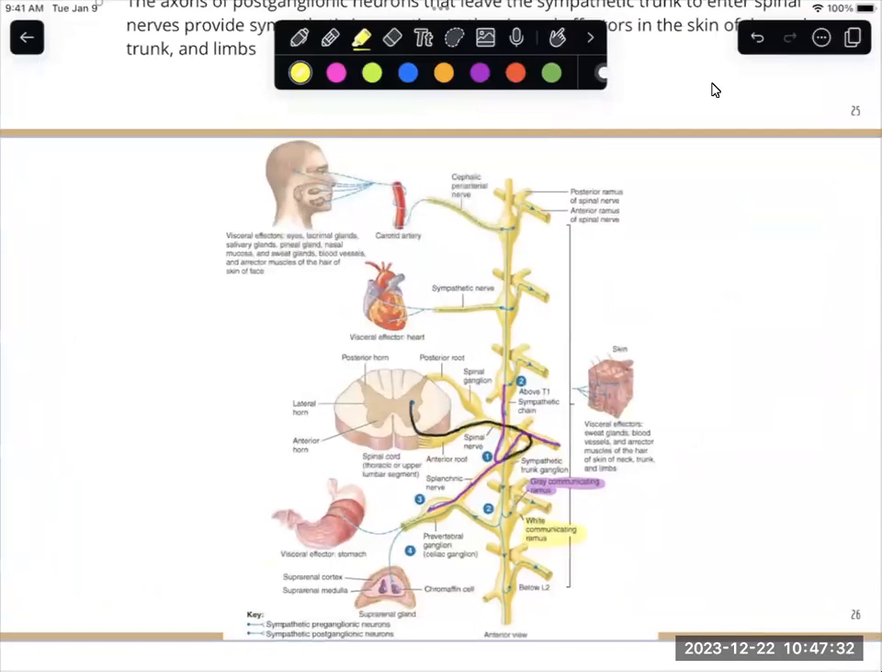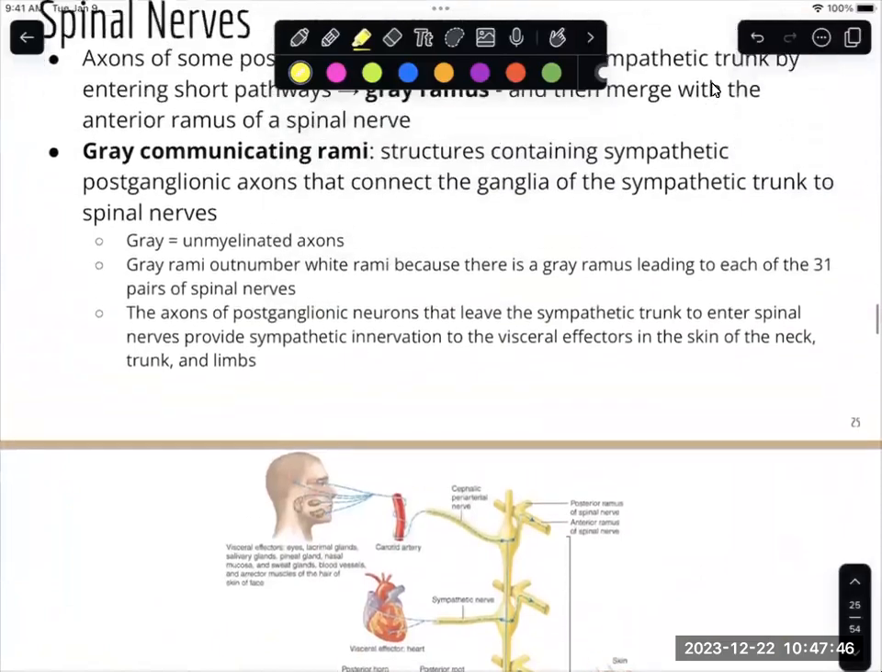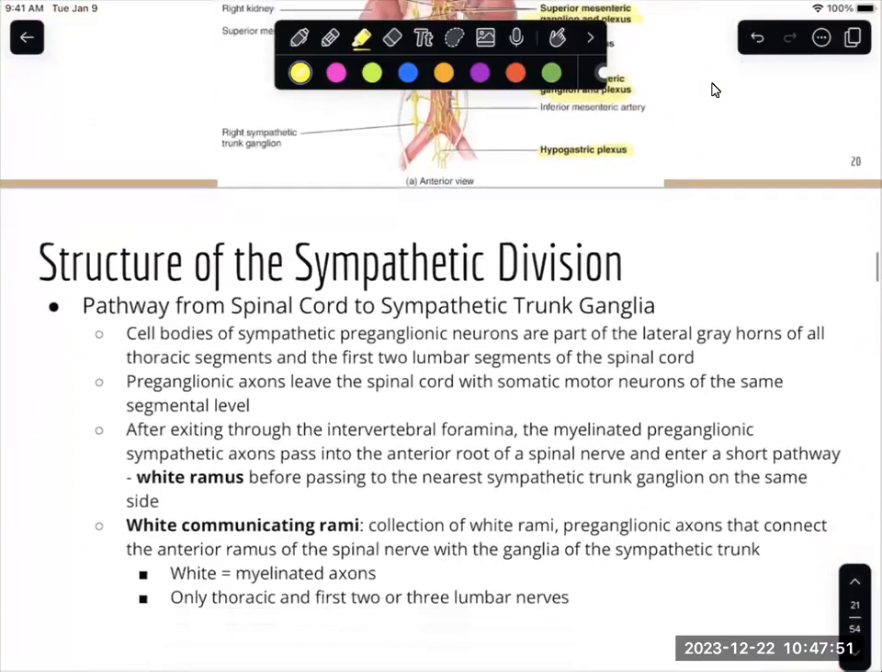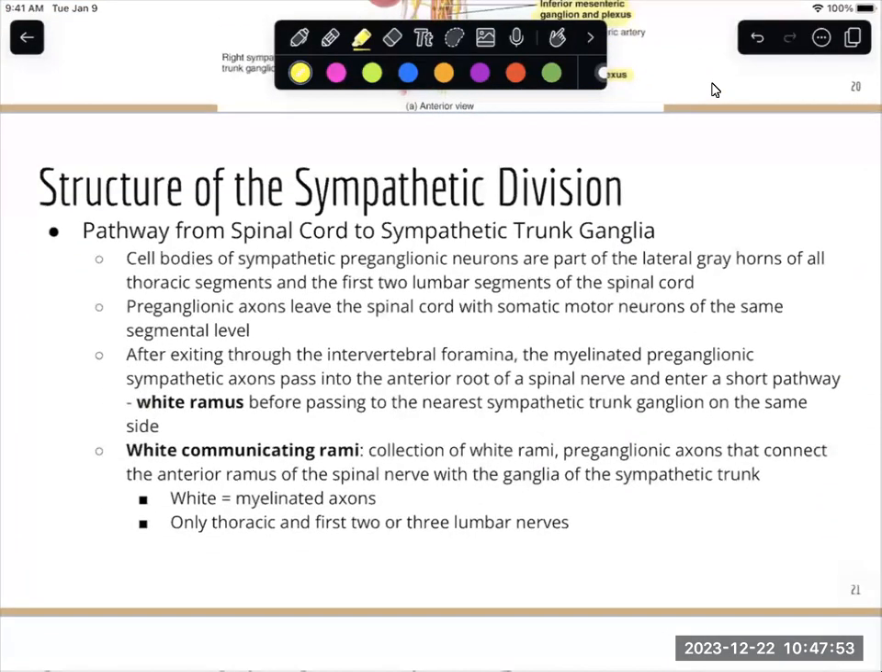So there are pathways for these nerves to travel depending on where they are going, but they're going to go to the sympathetic trunk through either this white or gray communicating ramus. So back up here, we have that white communicating ramus that is going to go to that sympathetic trunk because they are myelinated axons.